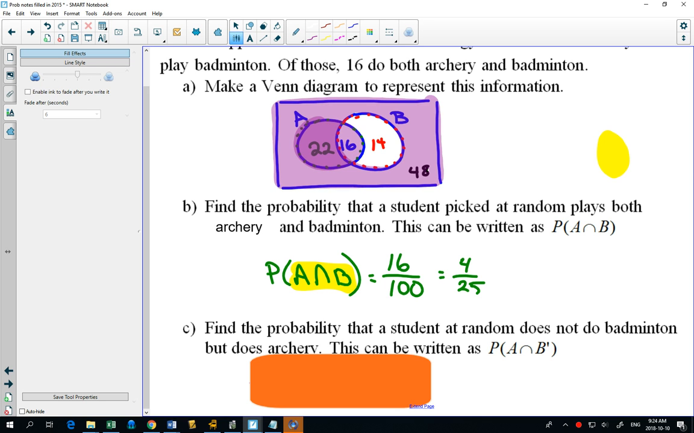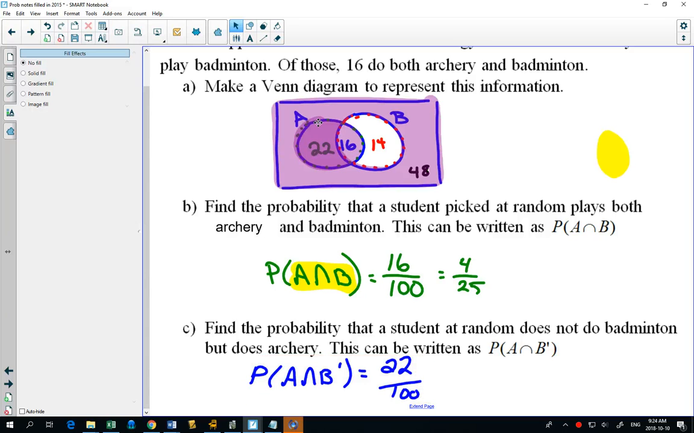What do we notice? What part got shaded twice? The 22. Okay? So when we're talking about archery and not badminton, it needs to be in both of those. When I shaded all of archery and then all of badminton, there was one area that got shaded twice. And so our probability will be those 22 out of the 100. So with and, you're looking for where it's in both of those situations.